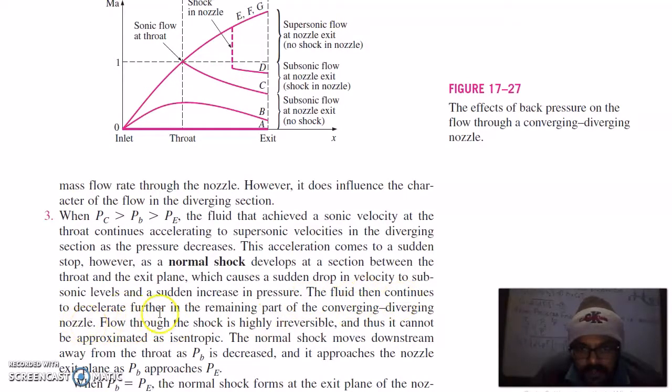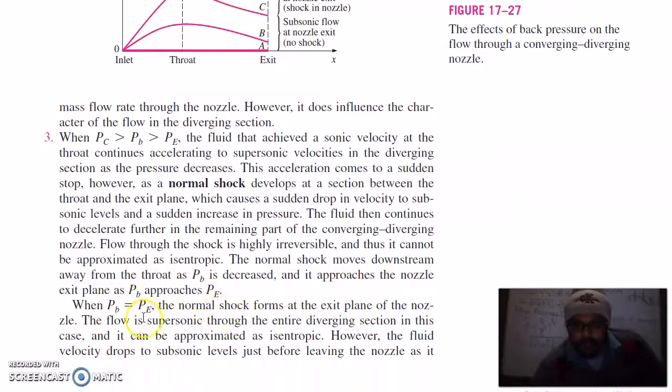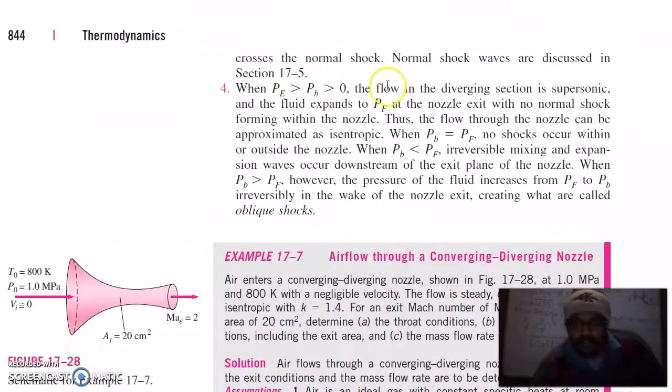The fluid then continues to decelerate further in the remaining part of the diverging nozzle. You can see it is further decelerating, its speed is decreasing. The normal shock moves downstream away from the throat as PV is decreased, and it approaches the nozzle exit plane as PV approaches PE. So when PV is PE, the normal shock forms at the exit plane of the nozzle. The flow is supersonic through the entire diverging section in this case, and it can be approximated as isentropic. However, the fluid velocity drops to subsonic level just before leaving the nozzle as it crosses the normal shock.